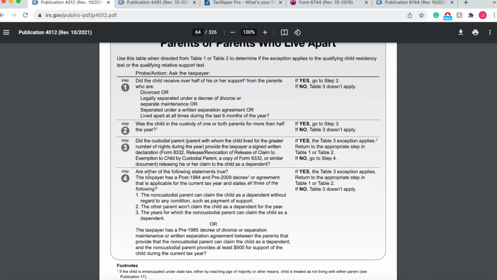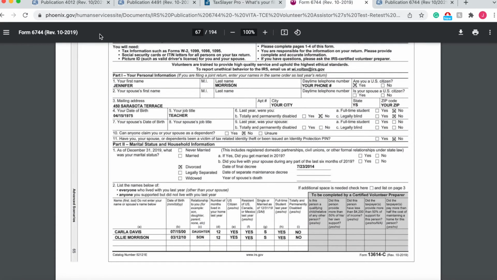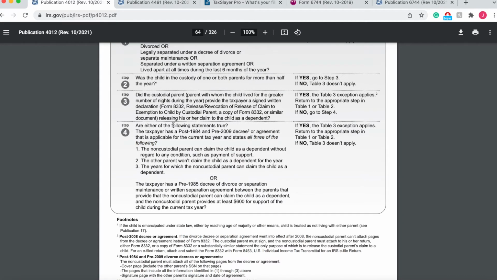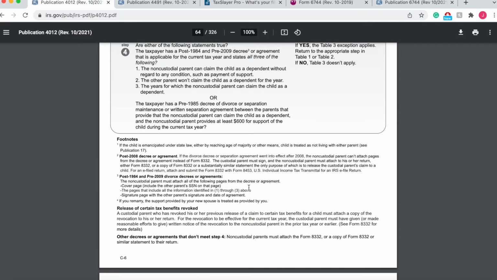And so we're here on step 4. It says, are either of the following statements true? The taxpayer has a post-1984 and pre-2009 decree or agreement that is applicable for the current tax year and states all 3 of the following. The non-custodial parent can claim the dependent without regard to any conditions, such as the payment of support, and that gives us a couple other areas here. But again, the divorce was executed in, if we go back here, I believe it was 2014. Yes, the divorce was executed in 2014, and so this does not apply here.